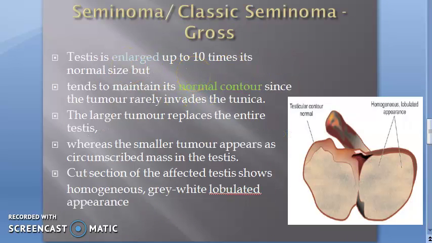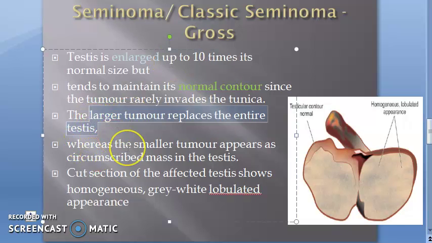Coming to the gross, the testis is enlarged to about 10 times the normal size, but the contour is normal because the tumor rarely invades the tunica, but it is a malignant condition, remember. The larger tumor replaces the entire testis, a smaller tumor appears as a circumscribed mass. Cut section will indicate homogeneous grey-white lobulated appearance.